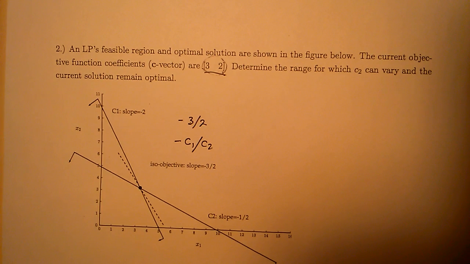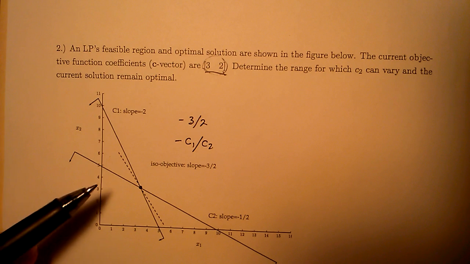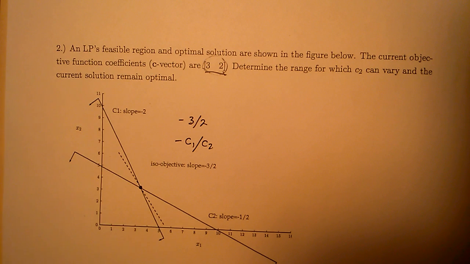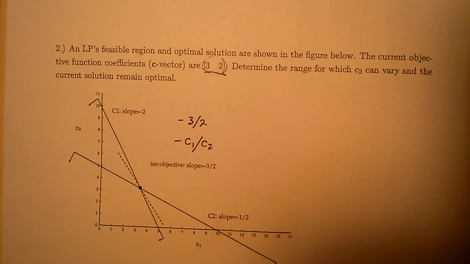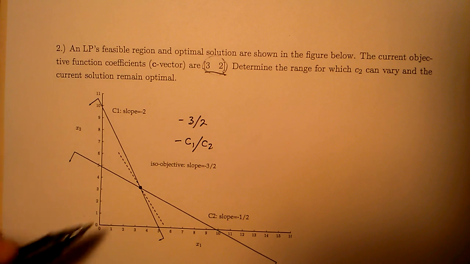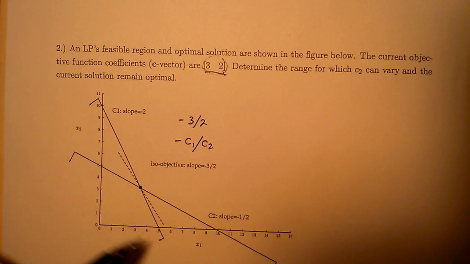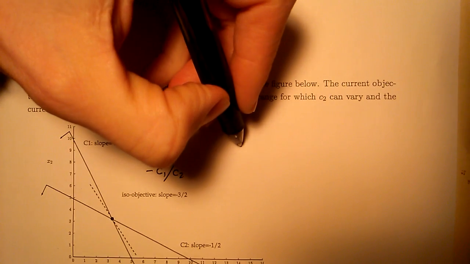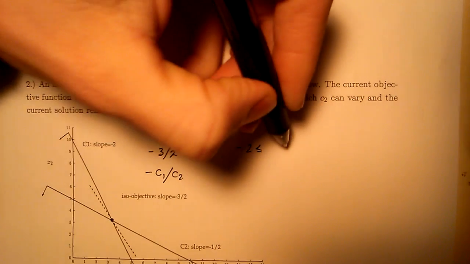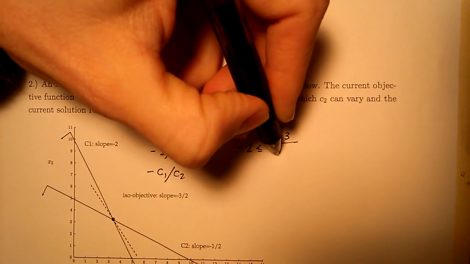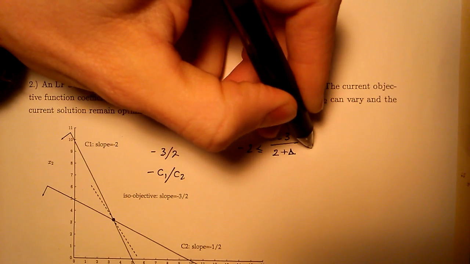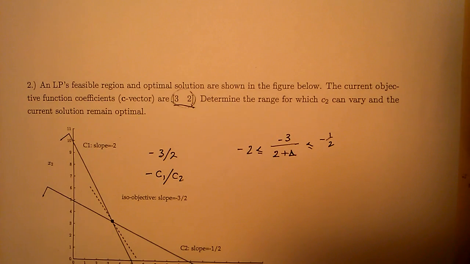And you can see from the figure, as long as that slope remains within the slopes of these two constraints, which have slopes negative 1/2 and negative 2, the current optimal solution will remain optimal. If the slope becomes greater than negative 1/2 or less than negative 2, the optimal solution will move to one of these other extreme points. Okay, so we just set up our inequalities: negative 2 less than or equal to negative 3 over 2 plus delta less than or equal to negative 1/2.